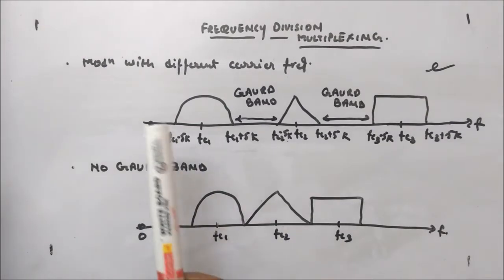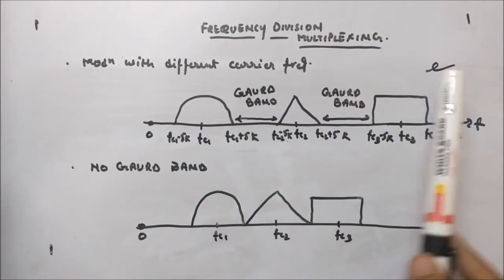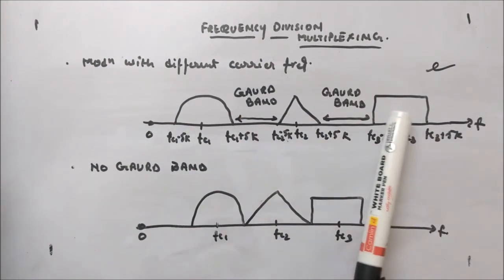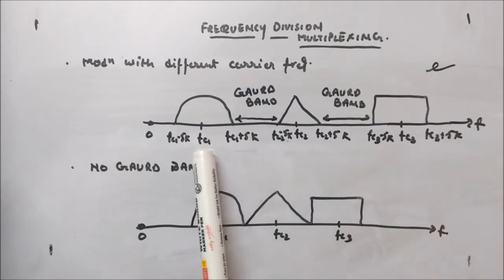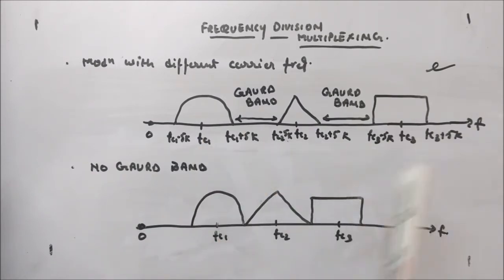Now let's see how the signal will look in the channel. This is how the signal will look. You have M1, M2, M3 message signals. They are modulated at different carrier frequencies, FC1, FC2, FC3, and the bandwidth is, you can say, 10 kilohertz, 10 kilohertz, 10 kilohertz.